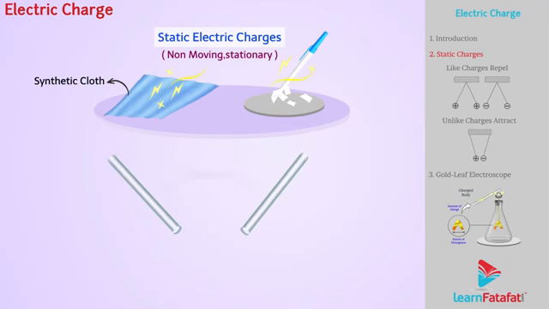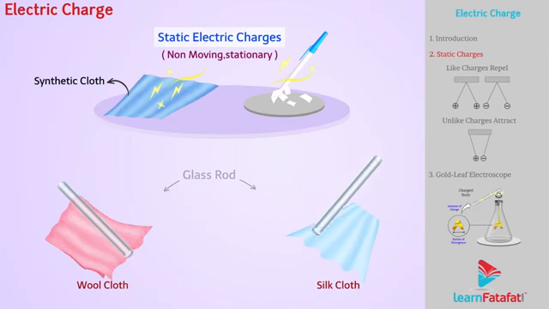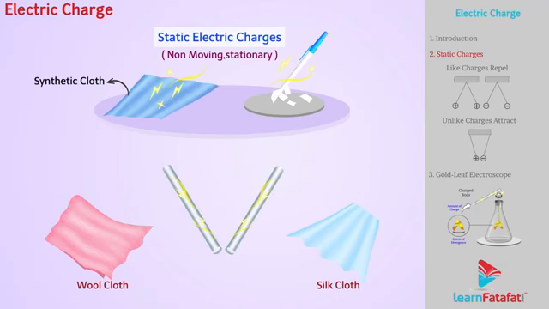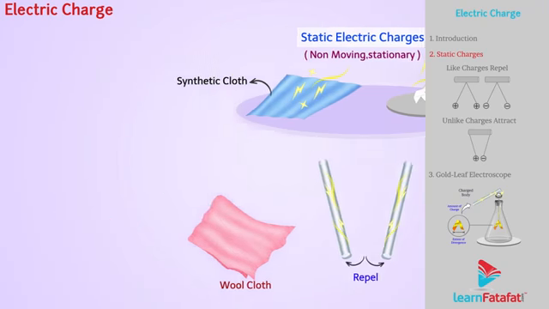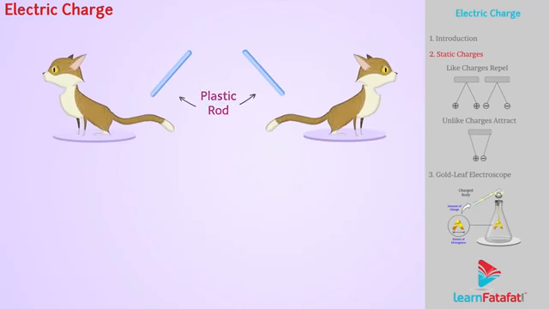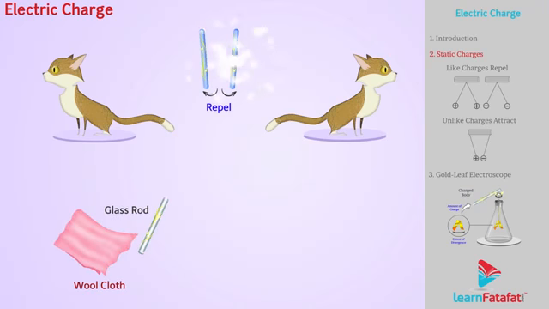Take two glass rods, rub one with wool cloth and the other with silk cloth separately. If these rods are brought closer, they repel each other. Now take two plastic rods, rub them with cat's fur separately. If these rods are brought closer, they repel each other. If a glass rod rubbed with wool and a plastic rod rubbed with cat's fur are brought closer, then surprisingly they attract each other.